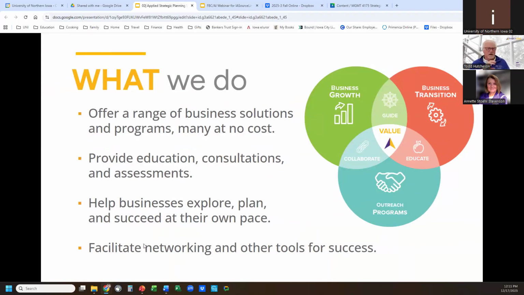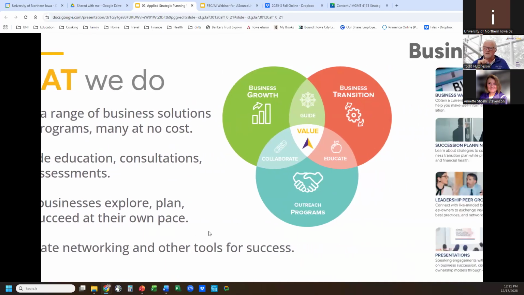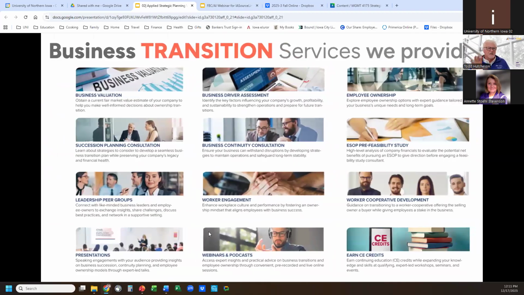Facilitating networking, other tools. We try to do everything that we can to help businesses be successful. That's our goal in life. Some of the services, I'm not going to go through each of these in detail, but on the business transition side, the Center for Employee Ownership side, business valuations, driver assessments, consultations, worker engagement work, CE credits. We have a course that we give, continuing education credits. So a wide range and variety of transition services.